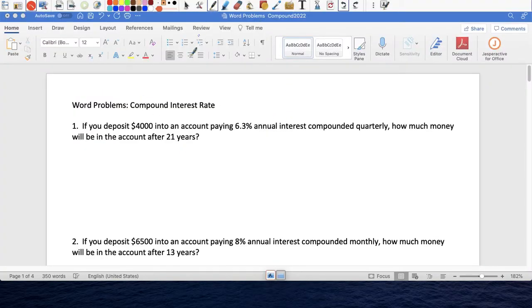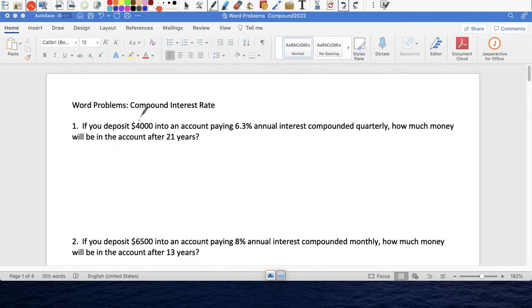Now, compound, right? Not this one, that's simple interest. It's just too easy, right? But this one we know how to use, and this is compound. So the compound is a little bit different.